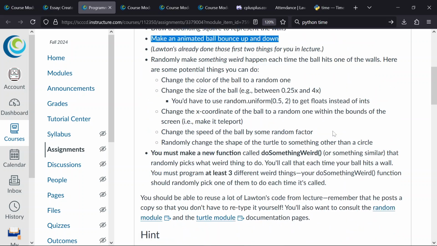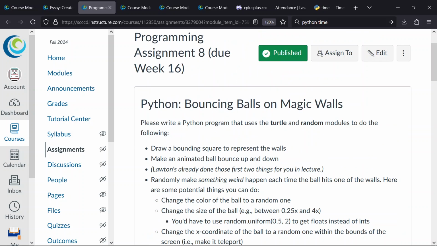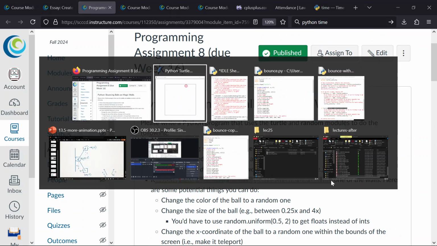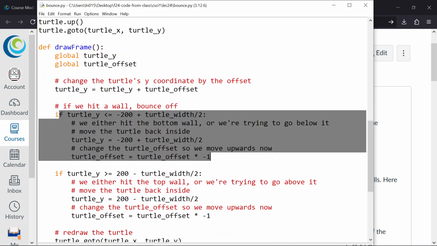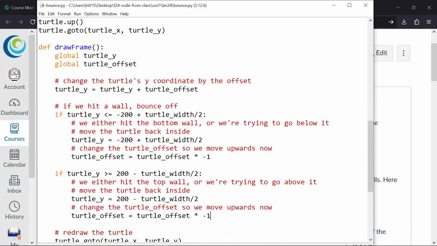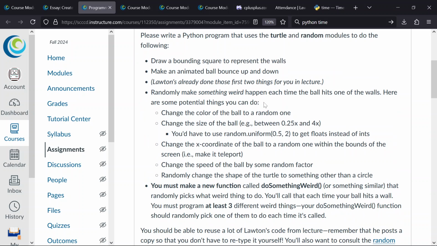Steal my code, and then what I want you to do is add on to your wall bouncing code. I'd like you to have the walls be magical and make something weird happen every time the ball hits one of those walls. So hook into the code where we're noticing that the wall has been hit. That's these if statements, right? That's the bottom wall code, that's the top wall code, so add to the body there. And what you'll do is make something weird happen to the ball every time it hits one of the walls. Here are some things that you can do. You can change the color of the ball every time it hits the wall to something random.